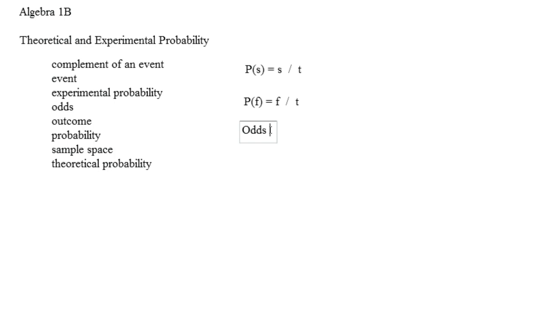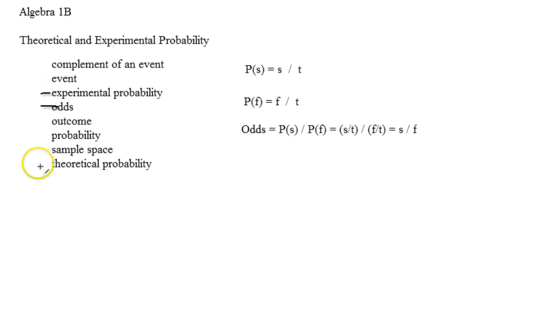it helps me with odds. Odds is the probability of success divided by the probability of failure, which is equal to S divided by T over F divided by T, which if you multiply by the reciprocal, you should get S divided by F. So it's the successes divided by the failures. And that's the beautiful thing about odds and probability, that they're really closely linked. So that's odds and probability.